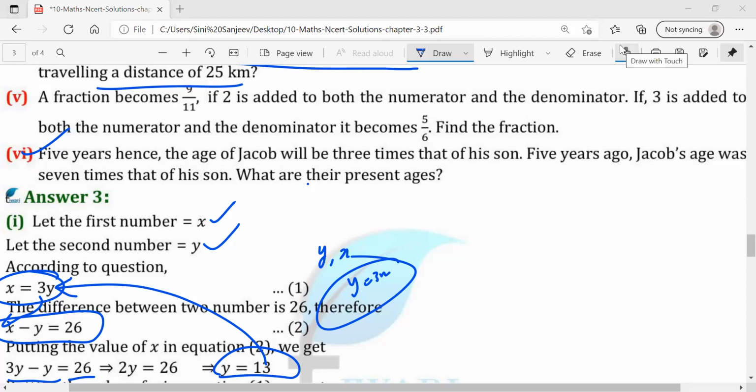Okay, 5 years hence means after 5 years. Correct. So I'll do this question. Five years hence, the age of Jacob will be 3 times that of his son. Five years ago, Jacob's age was 7 times that of his son. What are their present ages?